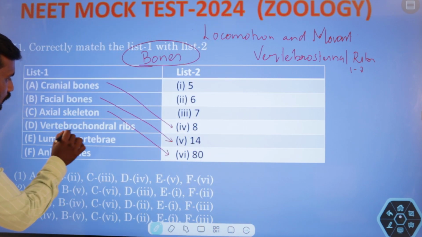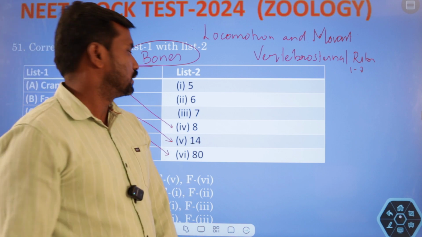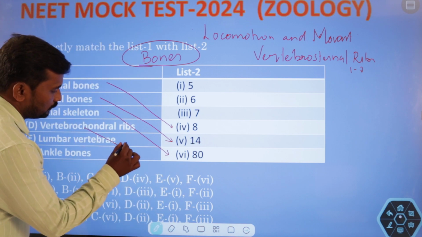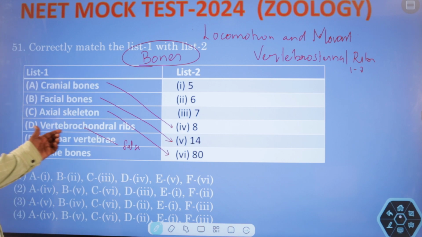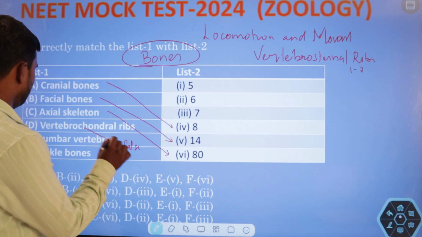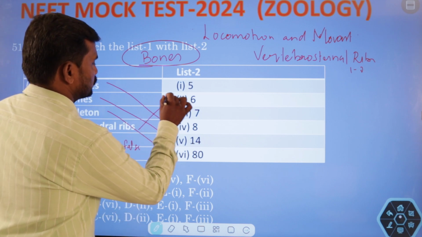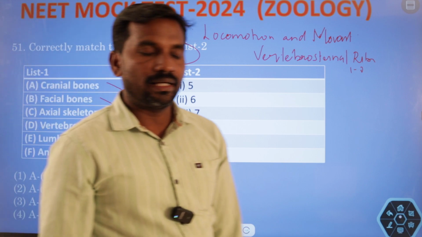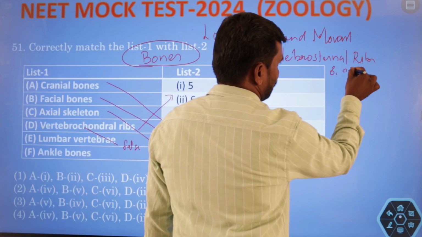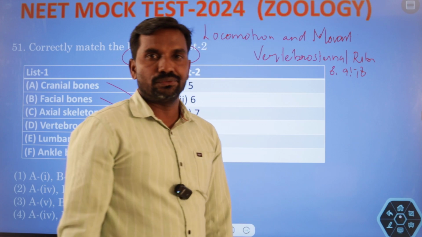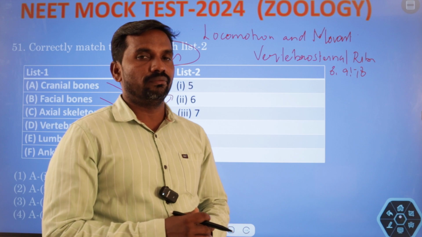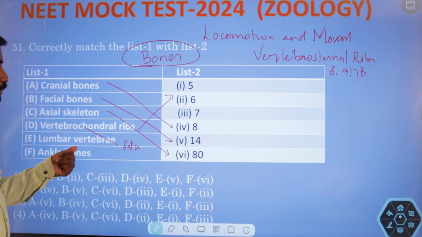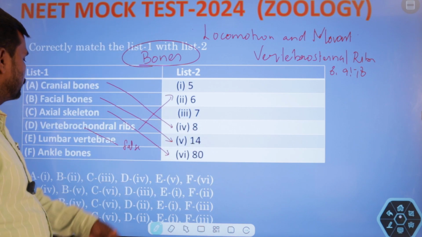Vertebrochondral ribs are otherwise called false ribs. The total number of vertebrochondral ribs, the false ribs, is 6. They are ribs 8, 9 and 10. Ribs 11 and 12 are the floating ribs, which are not directly connected to the vertebral column or the sternum. Vertebrochondral ribs are nothing but false ribs.